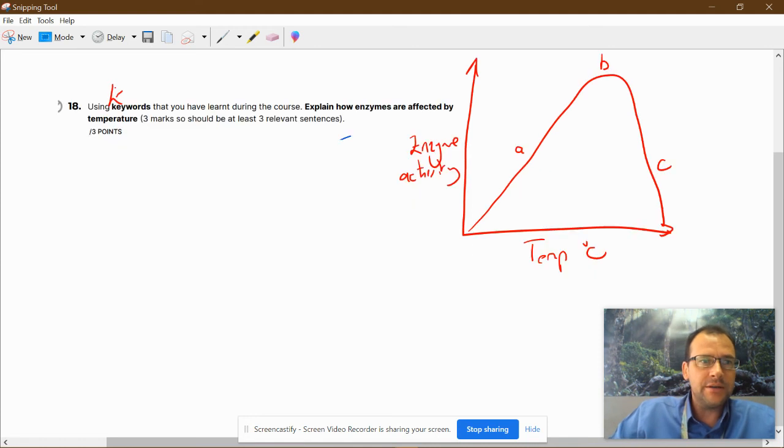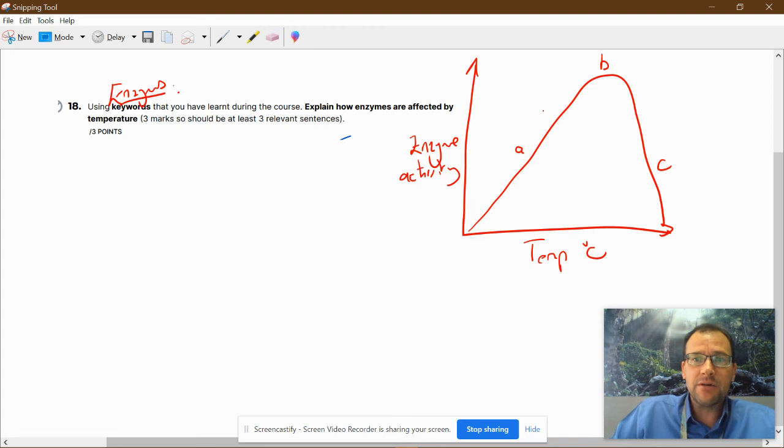Question on enzymes here. Okay, so using keywords that you've learned through the course, explain how enzymes are affected by temperature. So I just drew that graph here that you should be thinking about in your mind. This is how enzymes are affected by temperature. I've got 3 parts to the graph pretty much, and I've got 3 marks in the question.